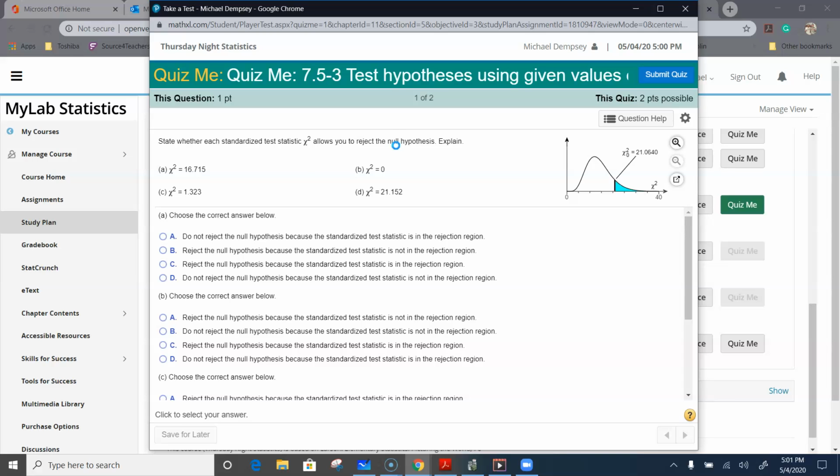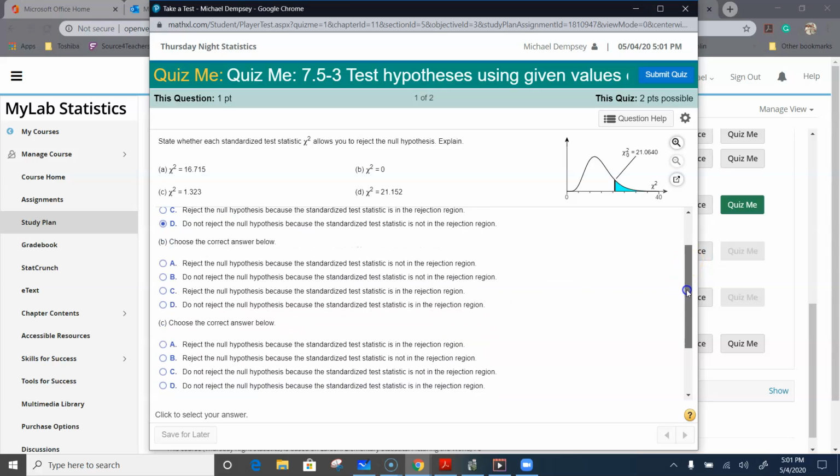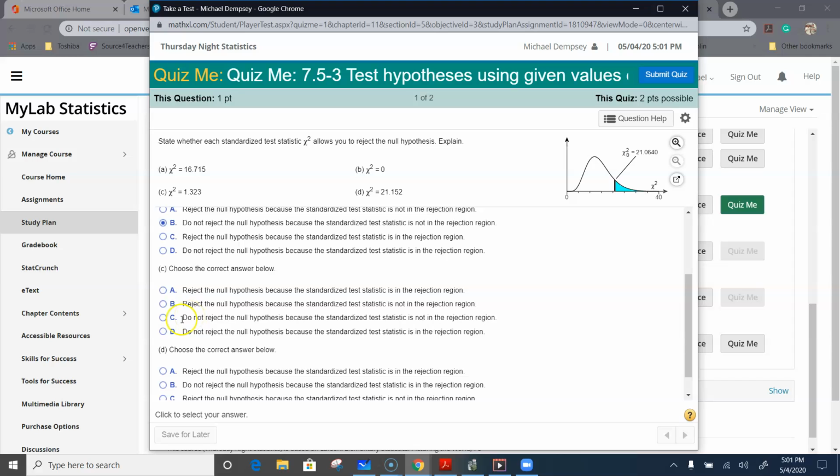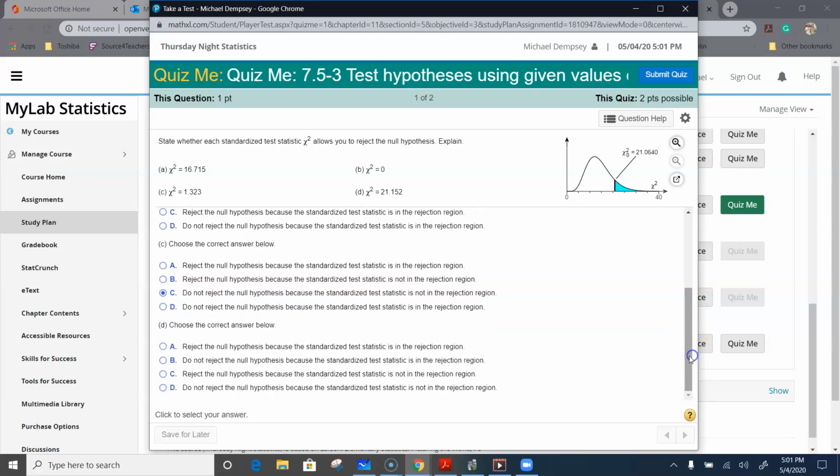Here all we're asking is, do we reject a null or fail to reject a null based on these values? Here's my critical value, 21.06. I need to be in the blue region. 16.715 is not, so it's not in the rejection region. Make sure you read that carefully. You're not rejecting it because it's not in the rejection region. Chi-squared equals 0, certainly also not in the rejection region, so we don't reject the null. C, chi-squared 1.323, again not in the rejection region, so we do not reject. Then 21.152 barely gets in there, but we would reject the null hypothesis because the test statistic is indeed in that rejection region.